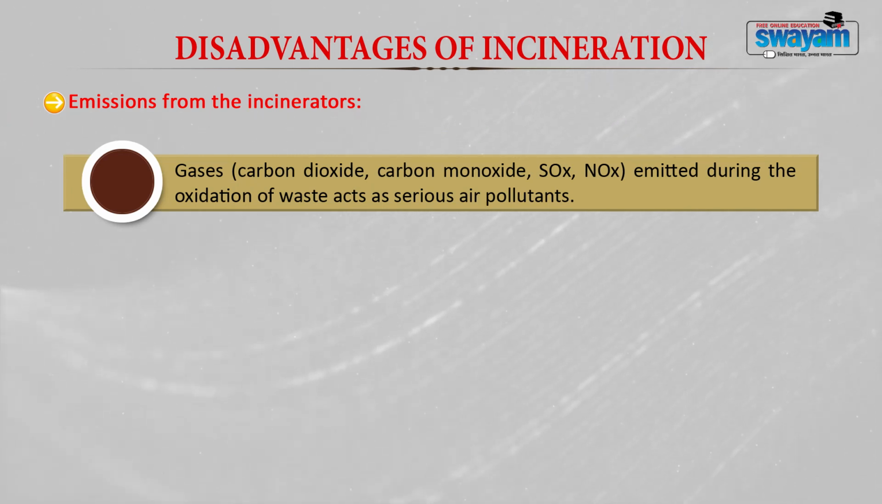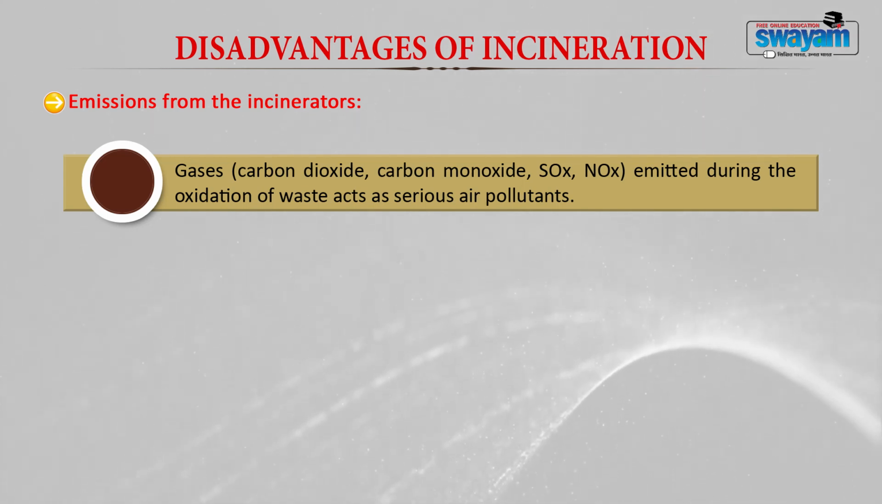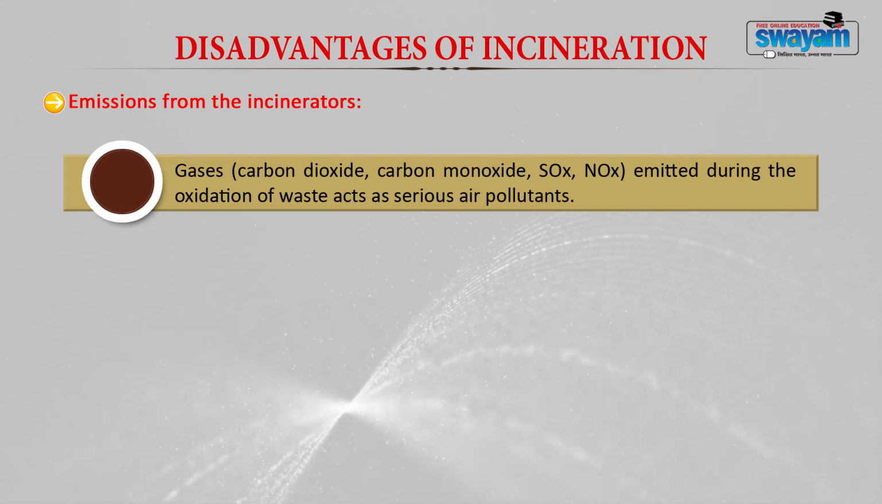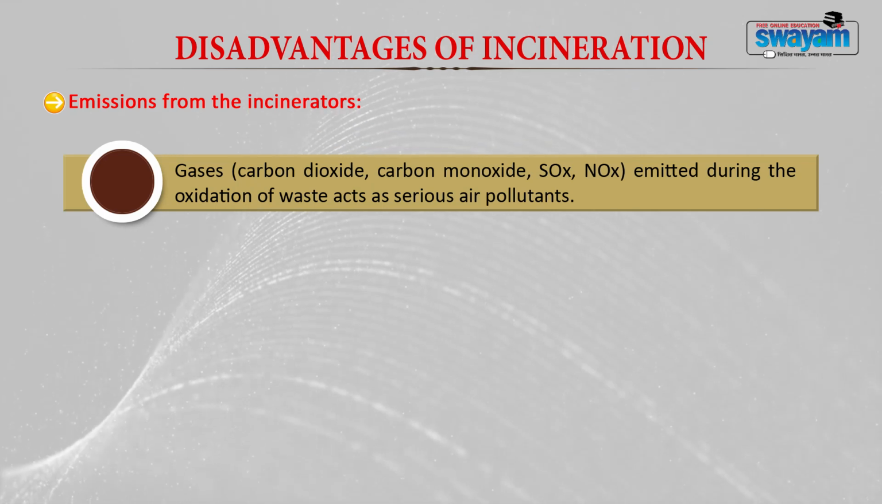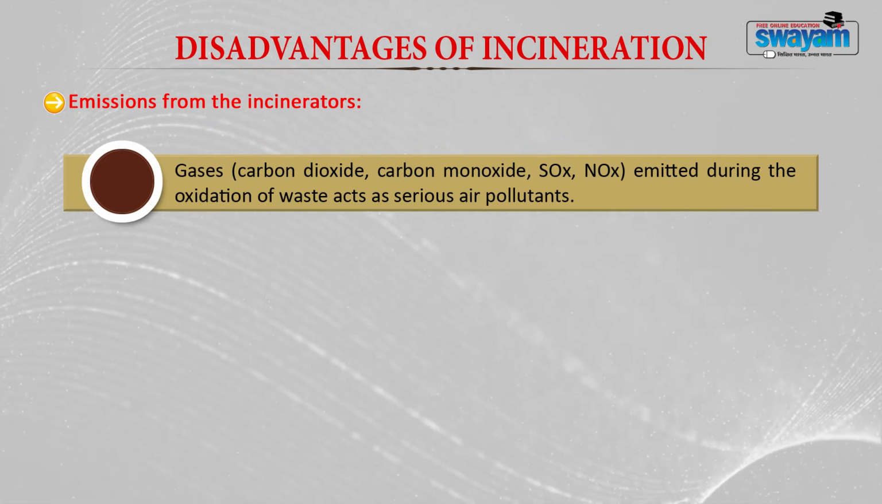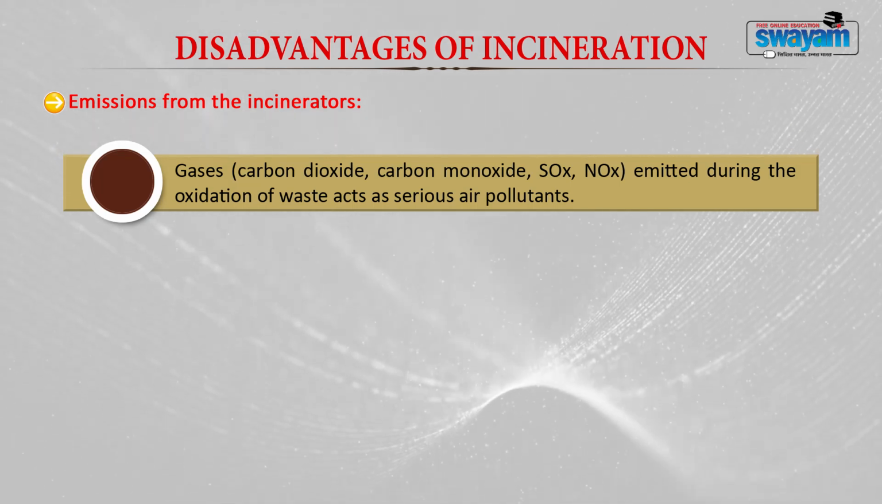So, carbon monoxide, now when is it produced? It is produced during incomplete combustion when oxygen is not available. Likewise, the oxides of sulfur and oxides of nitrogen are also air pollutants. Now, these gases that are produced in the incinerators make it a more disadvantageous treatment process.